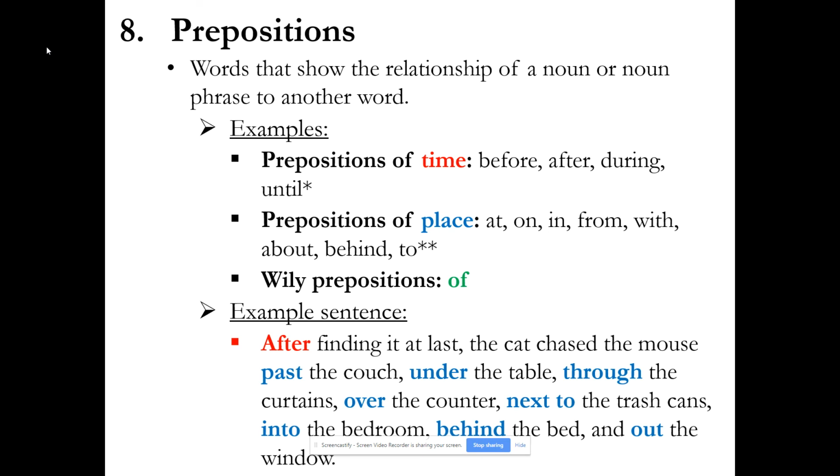After finding it at last, the cat chased the mouse past the couch, under the table, through the curtains, over the counter, next to the trash cans, into the bedroom, behind the bed, and out the window. Each of those blue words there is a different preposition of place, and of course, the entire sentence starts with a preposition of time, after.